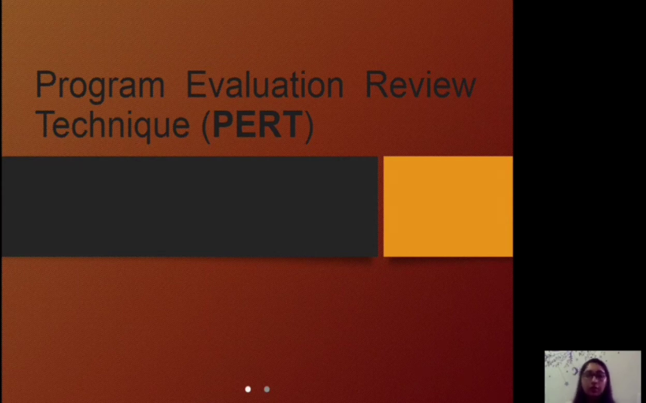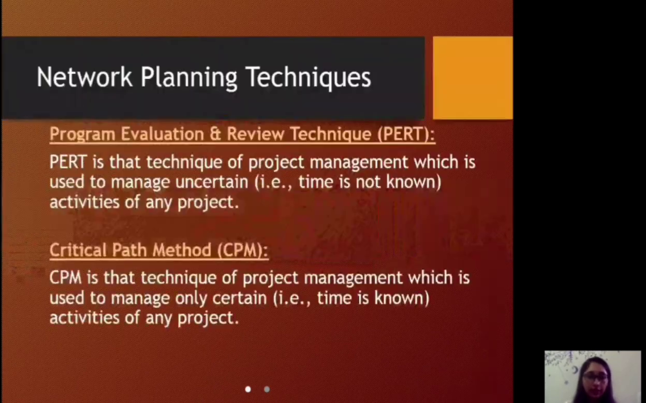PERT is Project Evaluation Review Technique. First, we will see network planning techniques. As we can see, PERT is that technique of project management which is used to manage uncertain activities of any project. That is, when time is not known to us. Next is the critical path method. Here, the technique of project management is used to manage only certain activities of the project. Here, the time is known.